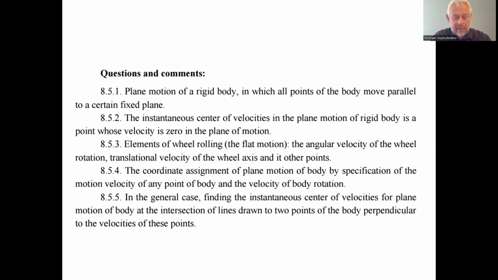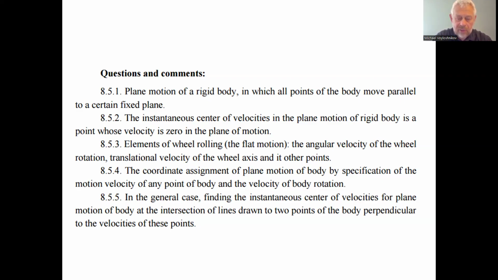854. The coordinate assignment of plane motion of a body is by specification of the motion velocity of any point of the body and the velocity of the body rotation. To define the motion of the body, if we compare with the definition of the motion of a material point, we have to specify two parametric dependencies of each of the coordinates' change on time.